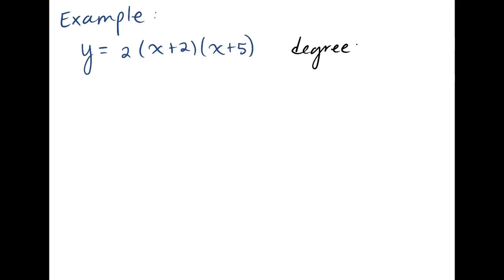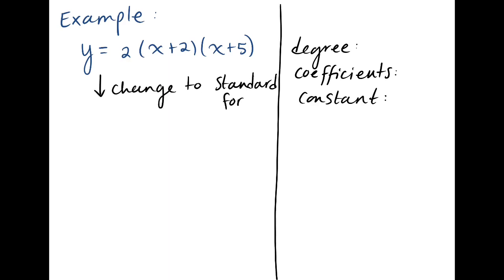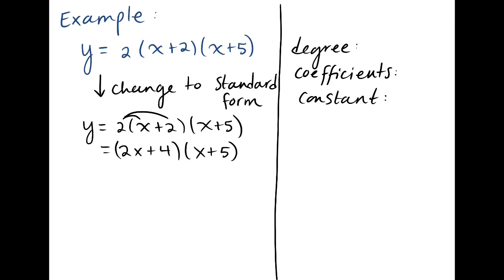So here's another one. This one is in factored form. So you have y is equal to 2 times (x plus 2) times (x plus 5). So we have to change it to standard form so that we know the degree of the polynomial. So first let's distribute the 2, which gives us 2x plus 4.